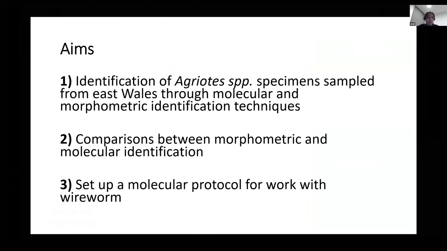With that in mind, this led to the aims of the research, which were to identify Agriotes specimens that were sampled from East Wales through molecular and morphometric identification techniques, and then compare between these two methods. But most importantly, to set up the molecular protocol for work with wireworm at Harper Adams University to assist with future research.